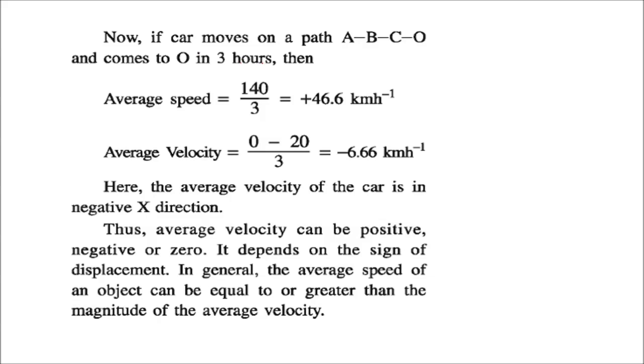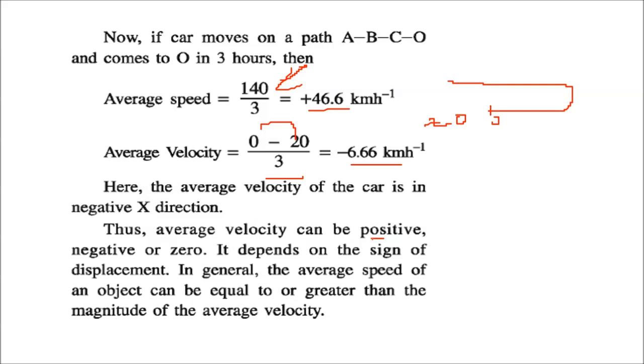Now the car moves from A to C and comes to O in 3 hours. Let us just assume that the distance is 140. So we say 140 by 3, that is 46.6. Now an object goes from this point and again comes to this point, it means it reaches behind it. So say this is 0, this is 20, so now this is minus 20. So average velocity will be 0 minus 20 by 3, in 3 hours. So it will be negative. So the average velocity of the car is in the negative x direction.